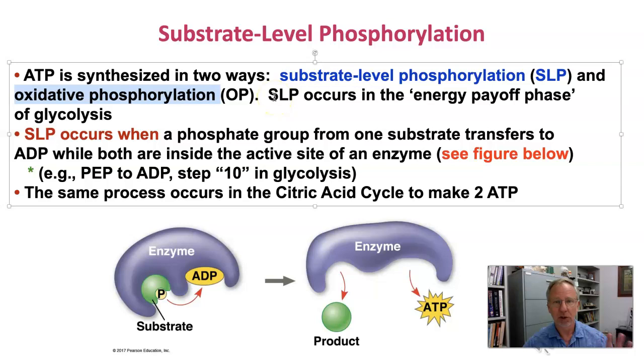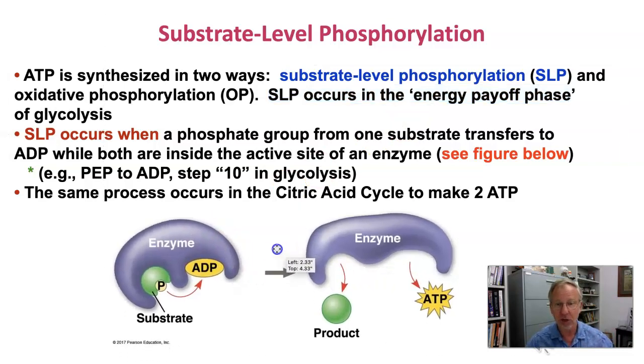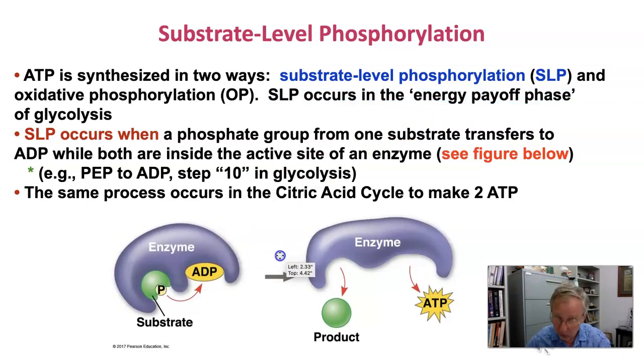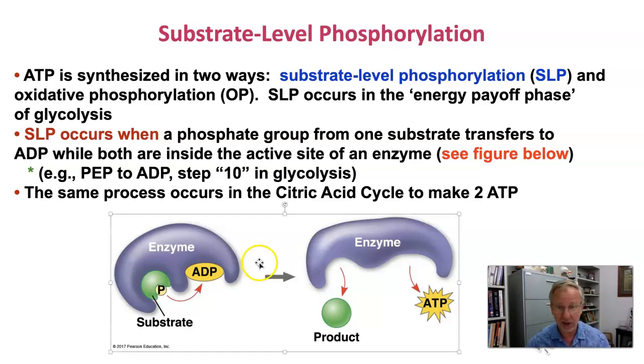Substrate level phosphorylation occurs in the energy payoff phase of glycolysis. The figure on the bottom is showing you what happens. I described it in the last slide, but this gives you a picture to visualize and understand. And drawing a picture like this would be fantastic for you to do as a way to get it in your head and understand.